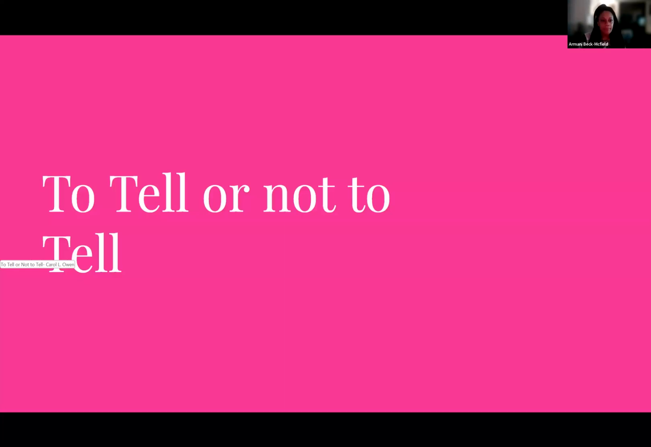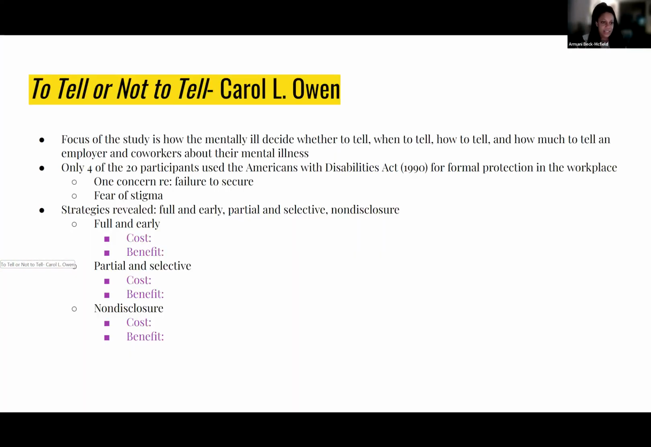And then finally, give me a brief summary of To Tell or Not to Tell. And then I'm going to ask you these. The point of this study was on how the mentally ill decide whether to tell, when to tell, and how much to tell employers and coworkers about their own mental illnesses. Out of 20 people who were interviewed for this study, only 4 of them had used the Americans with Disabilities Act for formal protection.